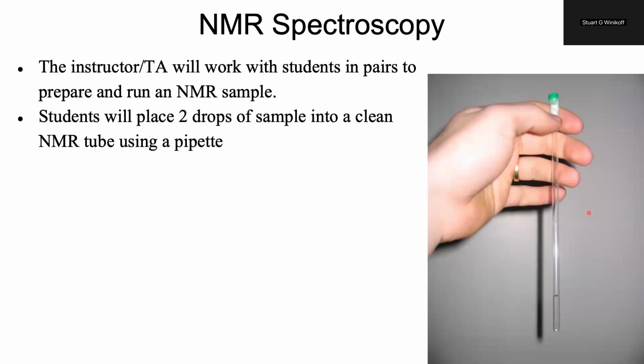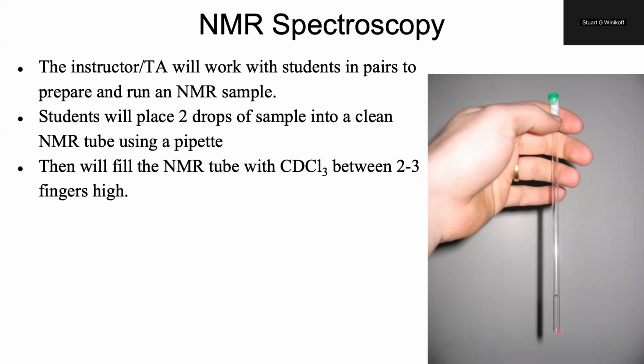You're going to take an NMR tube and put 1 or 2 drops of your sample into a clean NMR tube. And the best way to do this is often going to be with a pipette. If you have issues getting it down, just let me know. Then we're going to fill that NMR tube with a solvent that does not contain any protons, so it won't show up with the NMR.